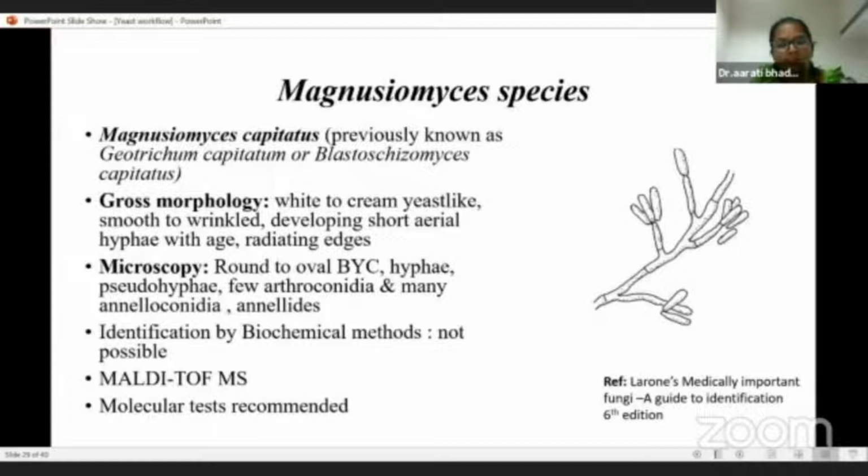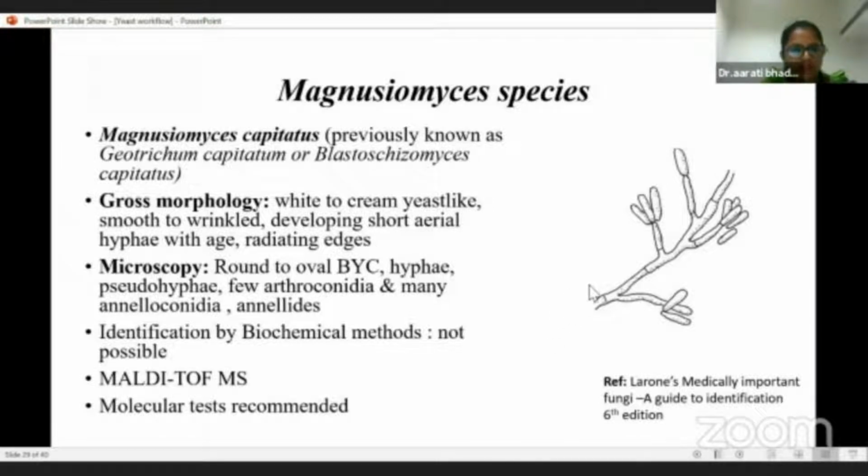So next species, Magnusiomyces species. It is actually previously known as Geotrichum capitatum or Blastoschizomyces capitatus. Now it is called Magnusiomyces capitatus. So the gross morphology will be white to cream, yeast-like, smooth to wrinkled, developing short aerial hyphae with radiating edges. In the microscopy, there will be round to oval budding cells, hyphae, pseudohyphae, and few arthroconidia. Many annelloconidia will be there, and annellides will be formed.